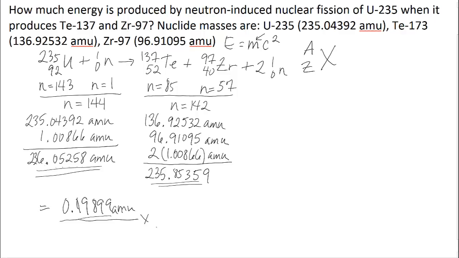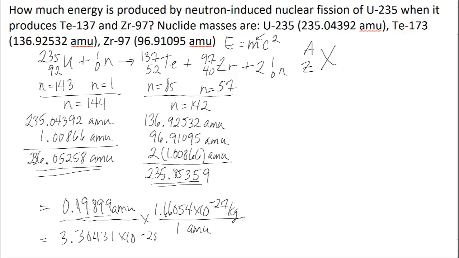So to convert AMUs to kilograms, you have to know that there are 1.66054 times 10 to the negative 27 kilograms in 1 atomic mass unit. So that's going to give you 3.30431 times 10 to the negative 28th kilograms.